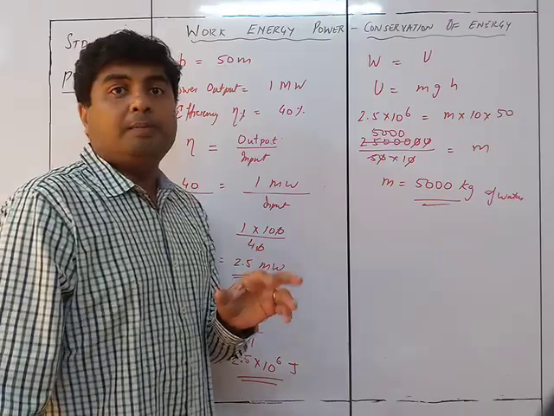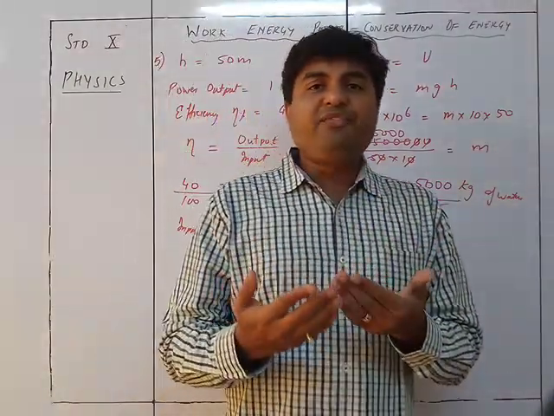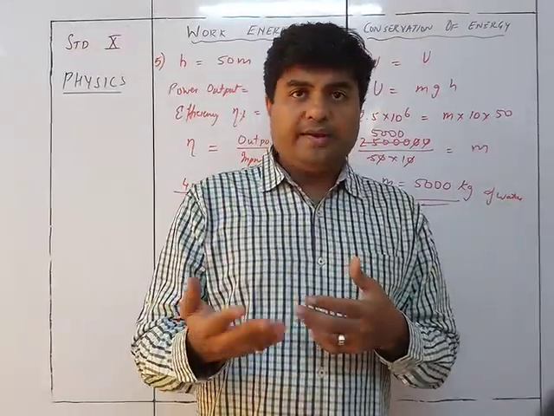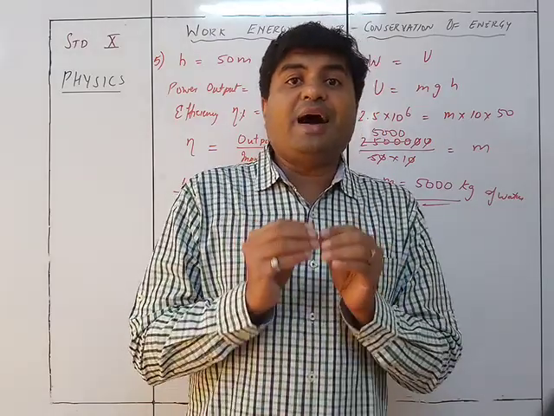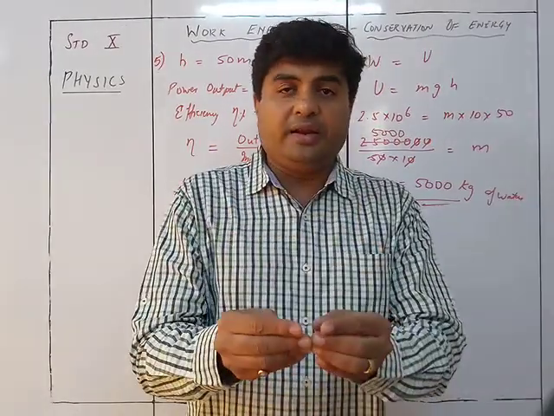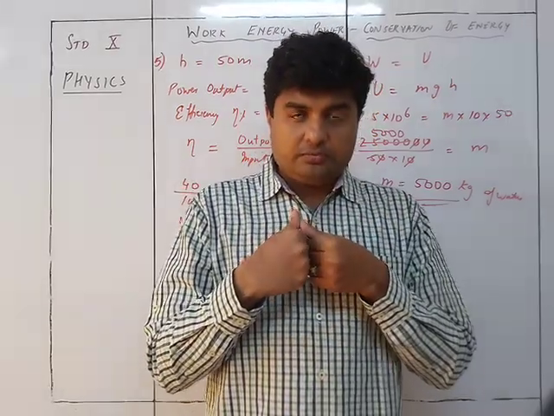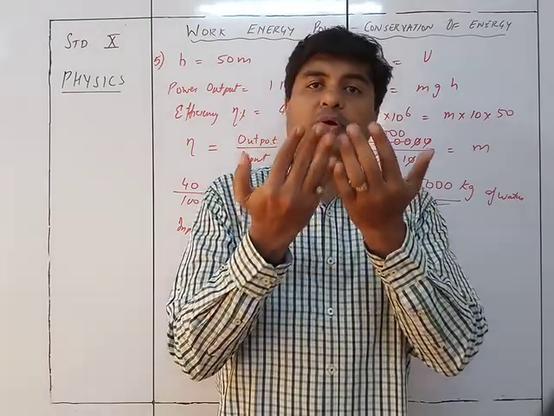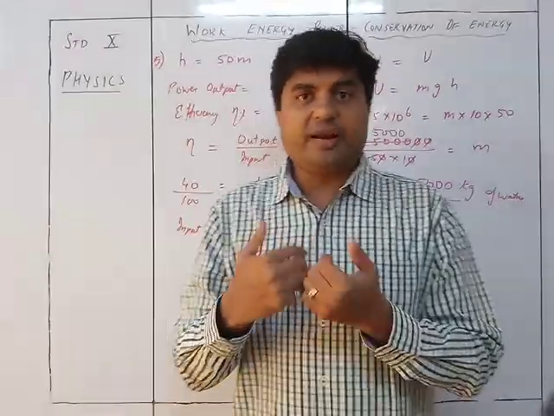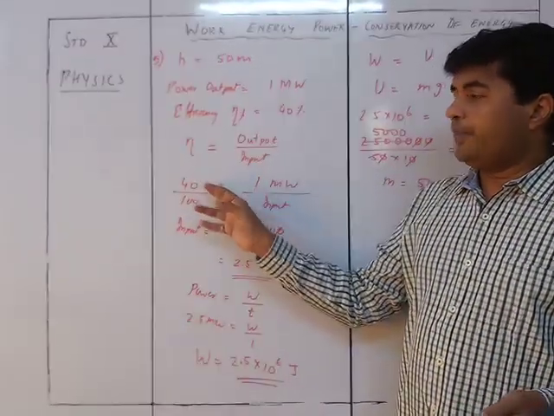Efficiency means what? Efficiency is output upon input. Ratio of output upon input. Efficiency 40% means what? When I gave 100%, it gave me only 40%. Okay, for an input of 100, I got an output of only 40.